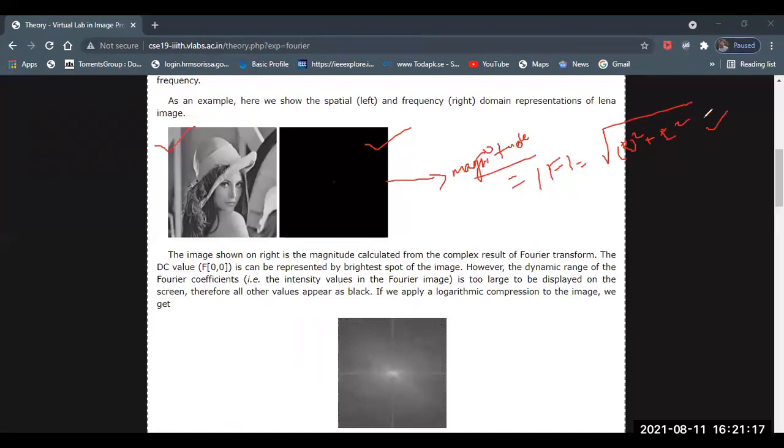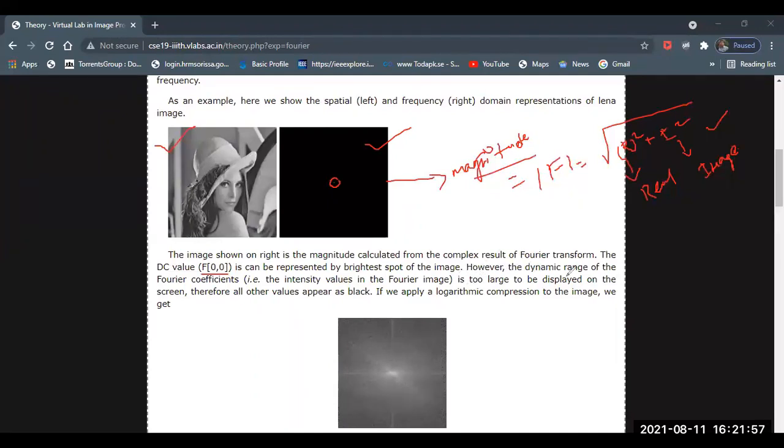Because the Fourier transformation is represented in complex terms, R represents the real part and I represents the imaginary part. The DC value, which is the mean value F(0,0), is represented by the brightest spot of the image. This is the actual coordinate (0,0), which is shifted to the center point.